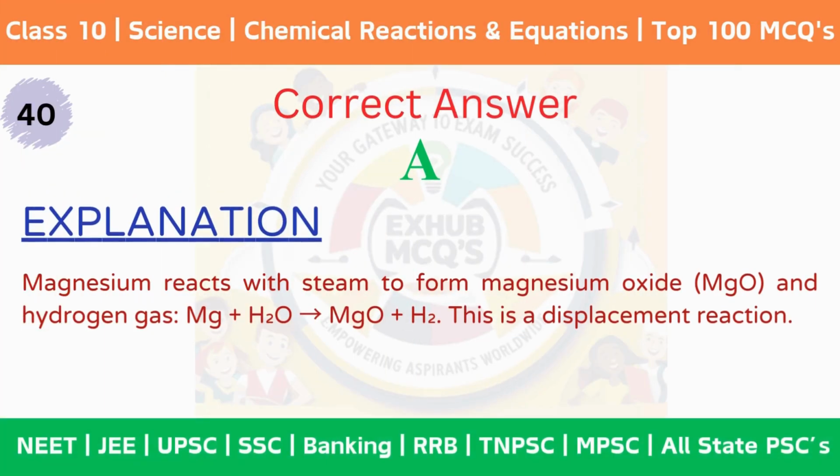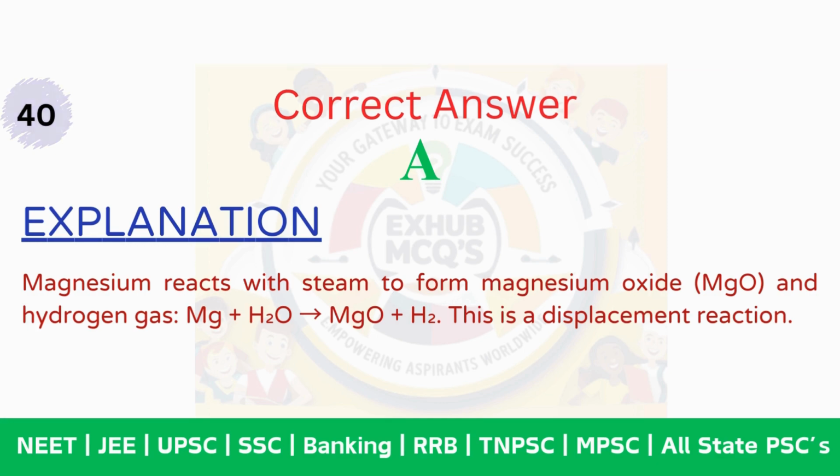The correct answer is option A, produces magnesium oxide and hydrogen. Explanation. Magnesium reacts with steam to form magnesium oxide and hydrogen gas. This is a displacement reaction where magnesium replaces hydrogen from water.